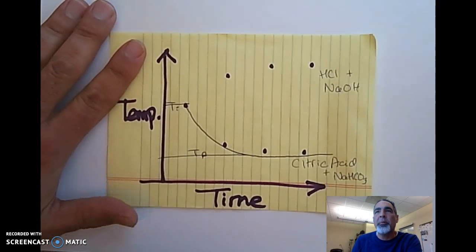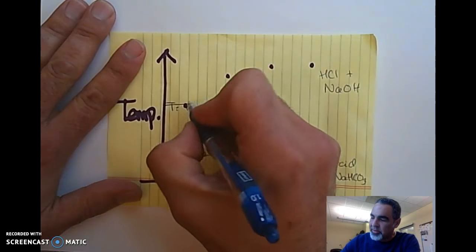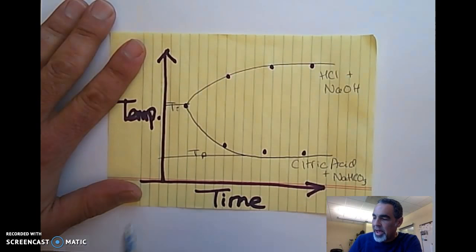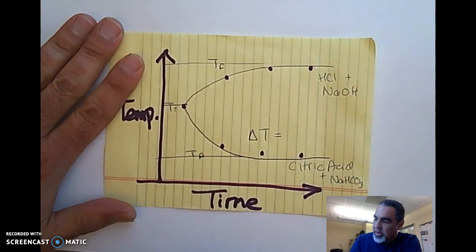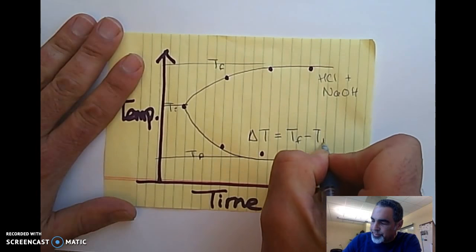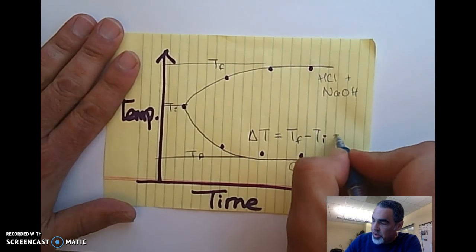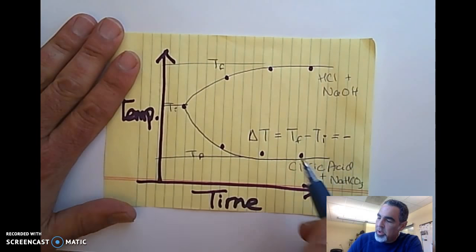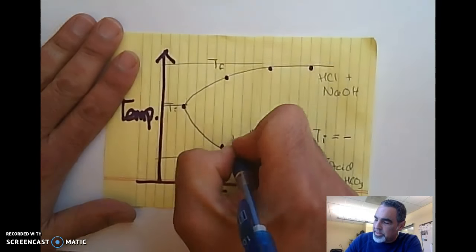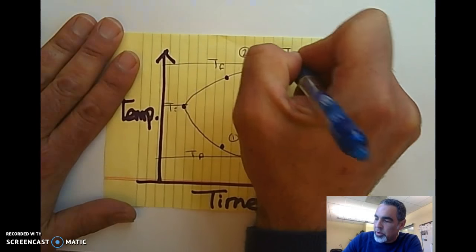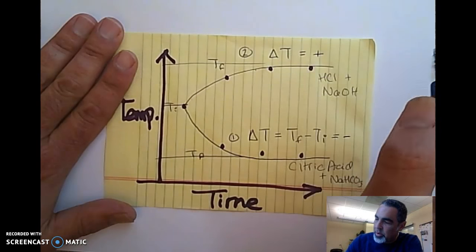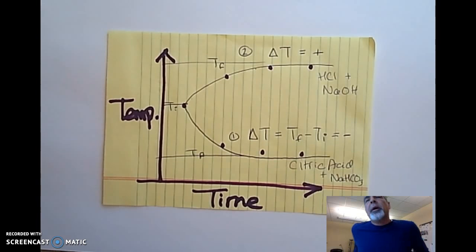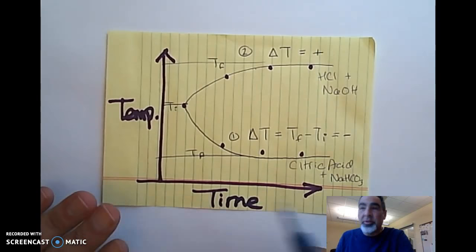In the second experiment, we mixed hydrochloric acid and sodium hydroxide, and our temperature curve looks something like that, where our final temperature was actually higher than our initial temperature. For the first experiment, if you calculate delta T, that's final minus initial, it would be a negative value. In the second experiment, because T final is higher than T initial, delta T would be a positive value. I want to lead you through the calculations with one of these solutions, and then you can do the other one on your own.